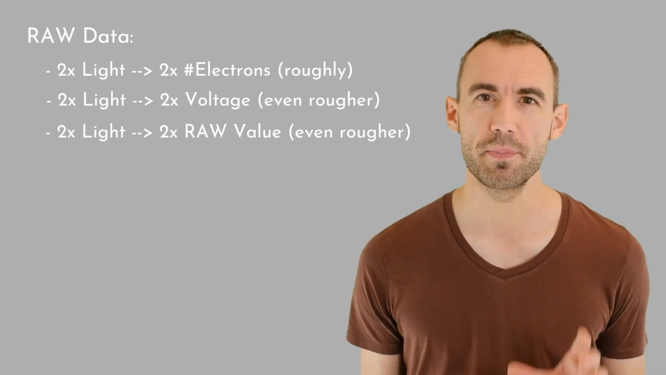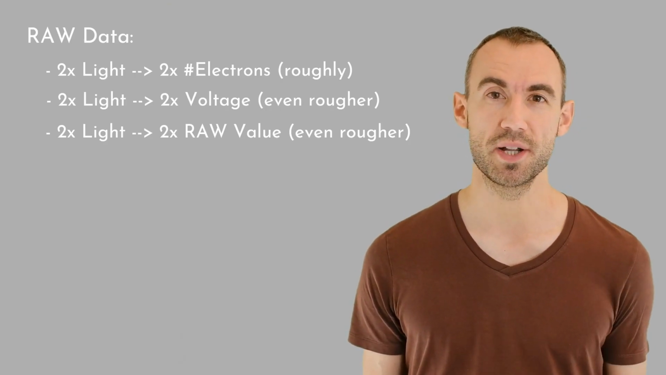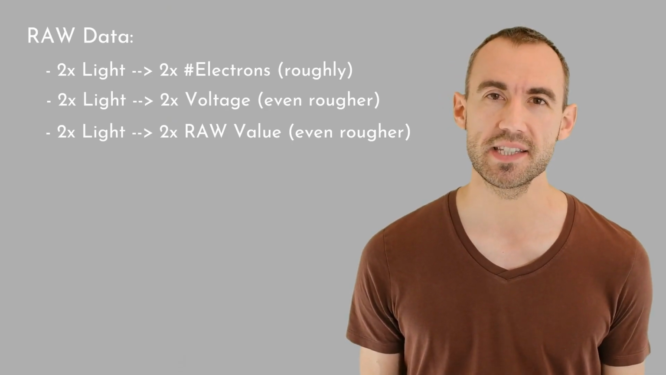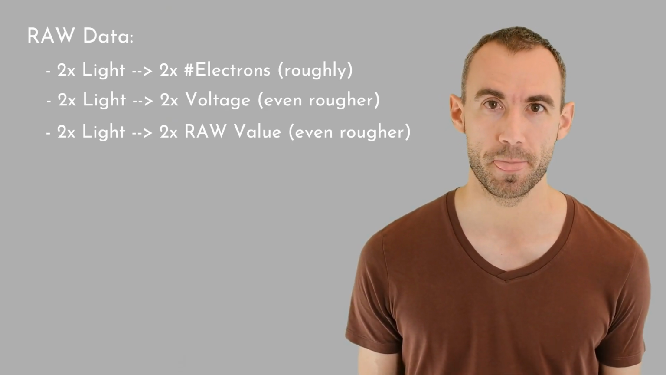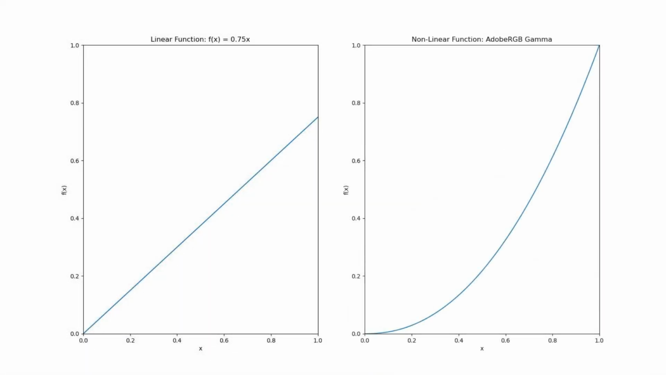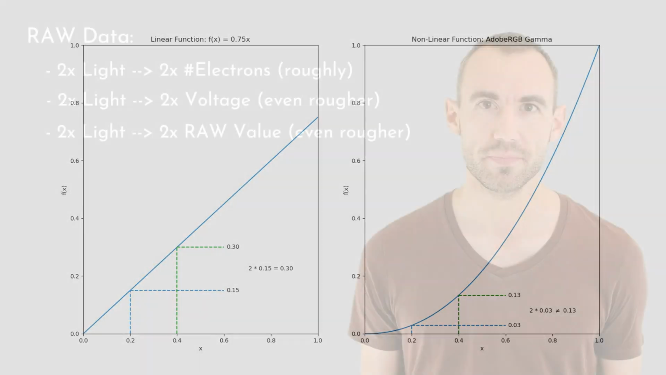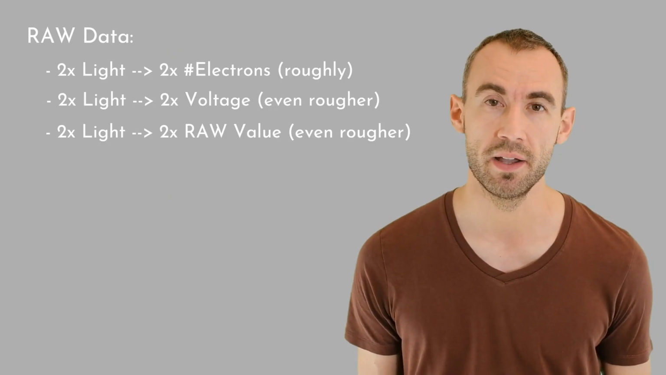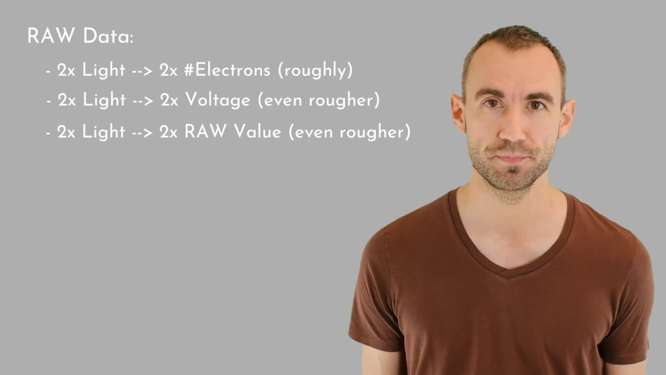So I've repeatedly mentioned that twice as much light means that we get an output that's twice as large. And that's a characteristic of a linear space. As a kind of parallel, this is a linear function and that's a nonlinear function. And in a nonlinear function, twice as much input generally does not result in an output that's twice as large, but in a different value. But the values that we get in our RAW file are roughly linear with respect to the incoming light.